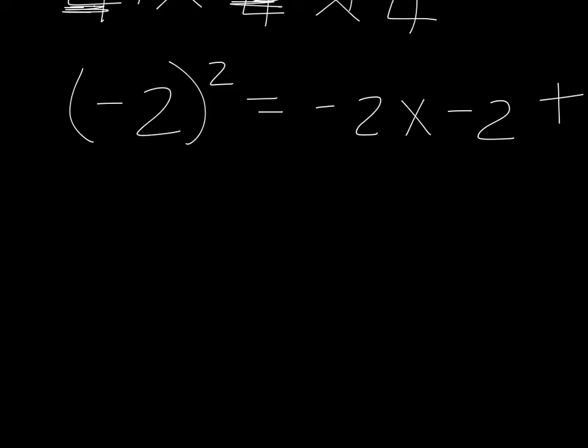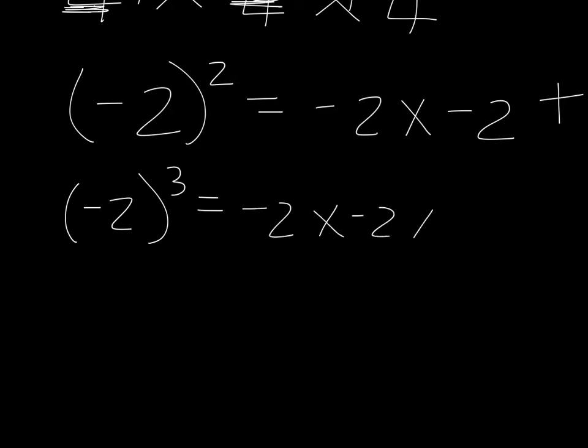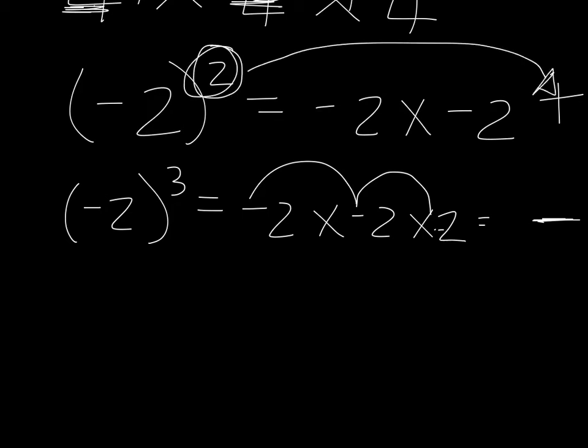All right. If we have a question that says negative 2 to the power of 3, so it's negative 2 times negative 2 times negative 2, which means a negative times a negative gives you a positive. A positive times a negative gives you a negative. What I'm trying to show you here is if your index is even, it creates a positive integer.